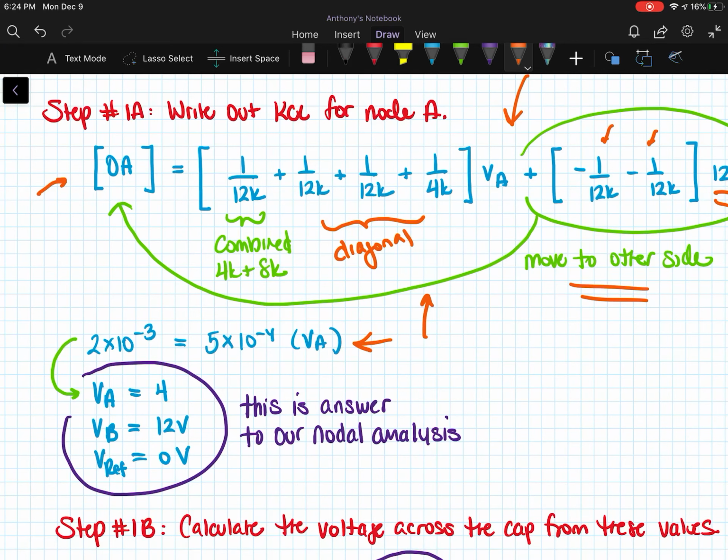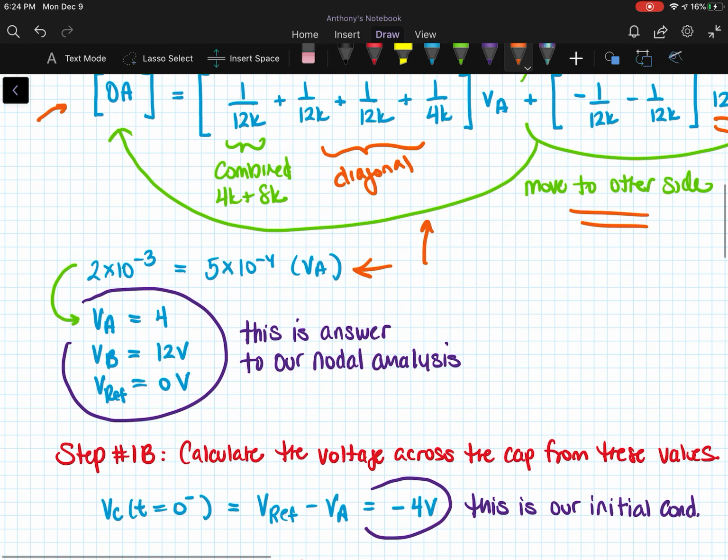So our VA value will be 4 volts, our VB value will be 12 volts, and our VC, or the V reference, will be 0. And so this is the answer to our nodal analysis. And as you can see, it takes a little bit of work up front to get that first step down.